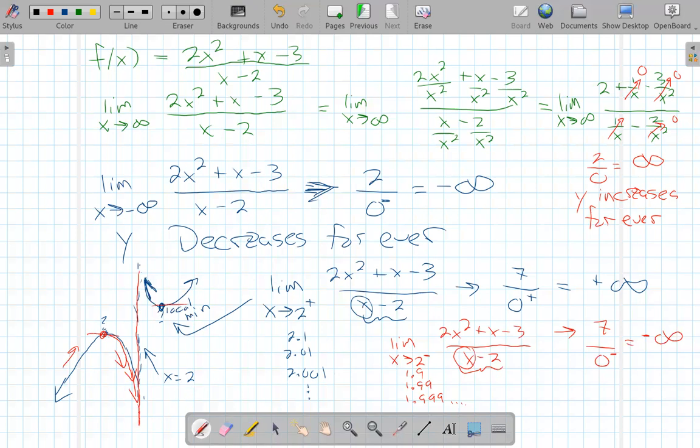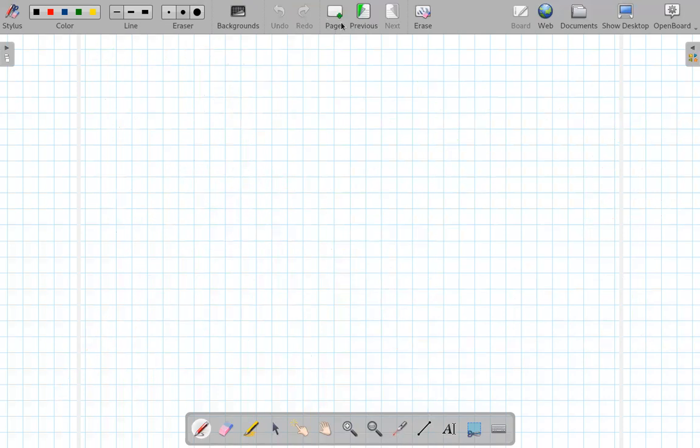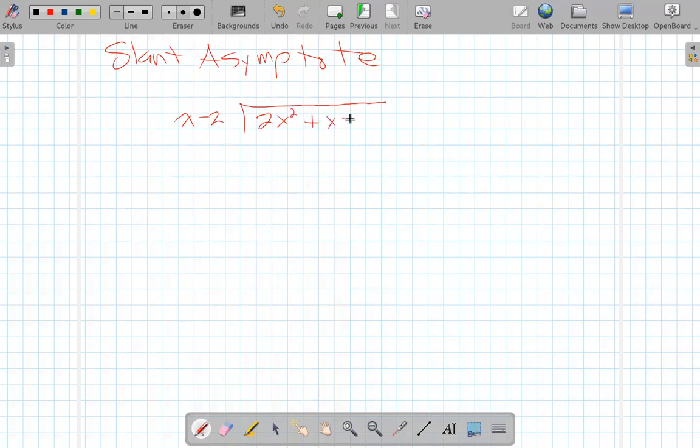And one more thing, as mentioned earlier, Liam wanted to know about checking slant asymptotes. You get a slant asymptote when the degree of the numerator is 1 more than the degree of the denominator. So let's throw that in before we look at the graph. So new page, this has a slant asymptote. And the only way to find a slant asymptote is to do division. So I need to take x minus 2 into the numerator, 2x squared plus x minus 3, and see what I get. All right, so let's do that.